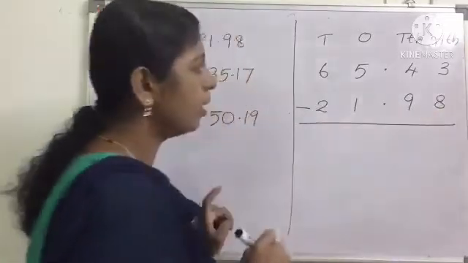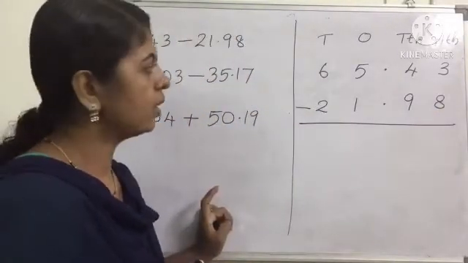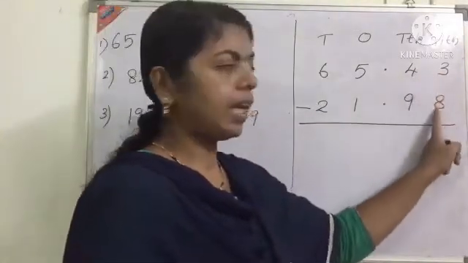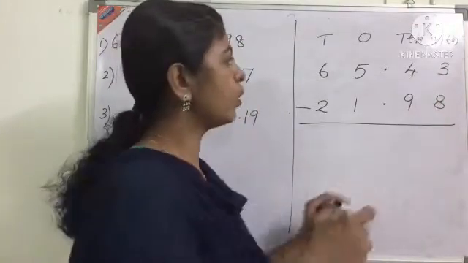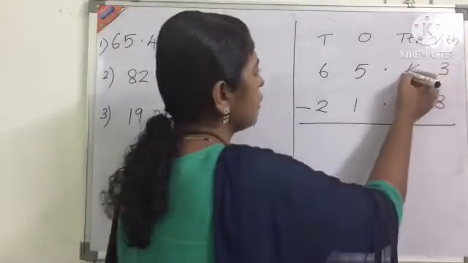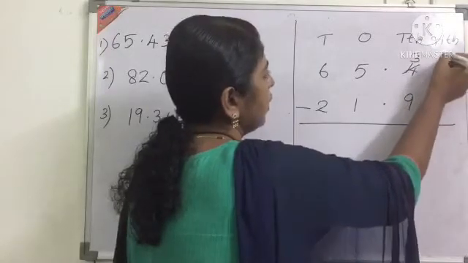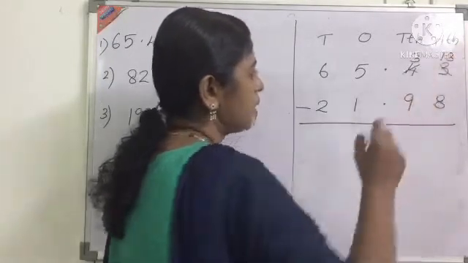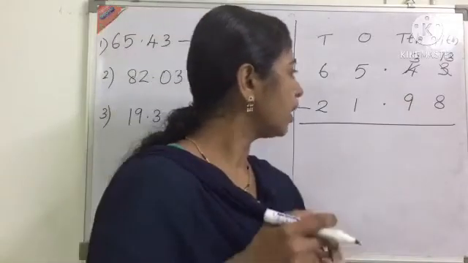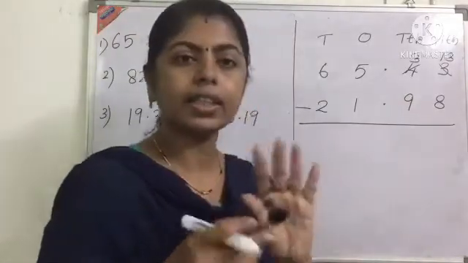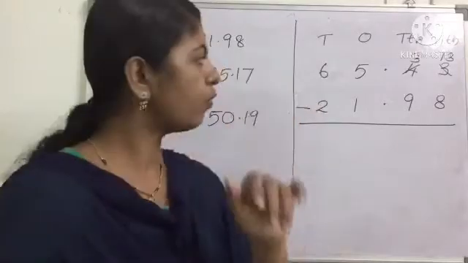Okay, then we want to subtract 3 minus 8. It is not possible, so we can take 1 from here, so it becomes 3 and this 3 will become 13. Okay, so from 8 to 13: 9, 10, 11, 12, 13. What is the answer? It's a 5.